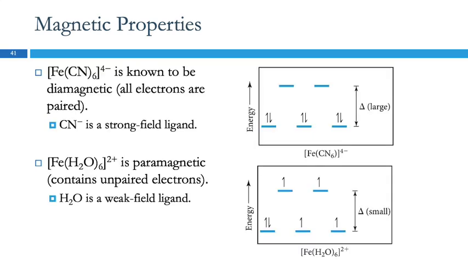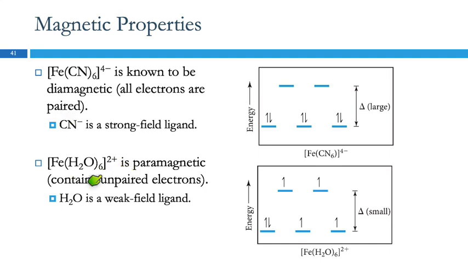So just like when we were filling orbitals in Chem 1A. So here, iron, Fe(CN)6 4 minus, is known to be diamagnetic. Remember those words? Diamagnetic and paramagnetic. Diamagnetic means all the electrons are paired up.